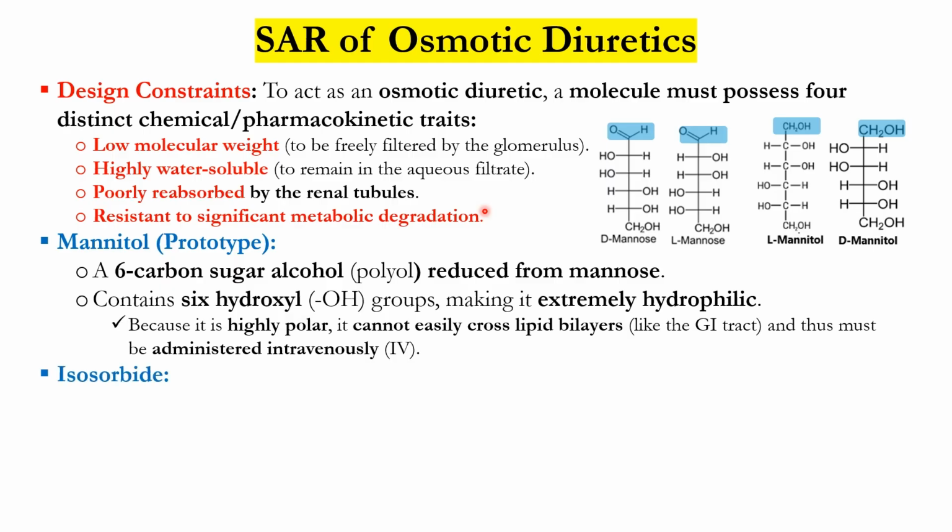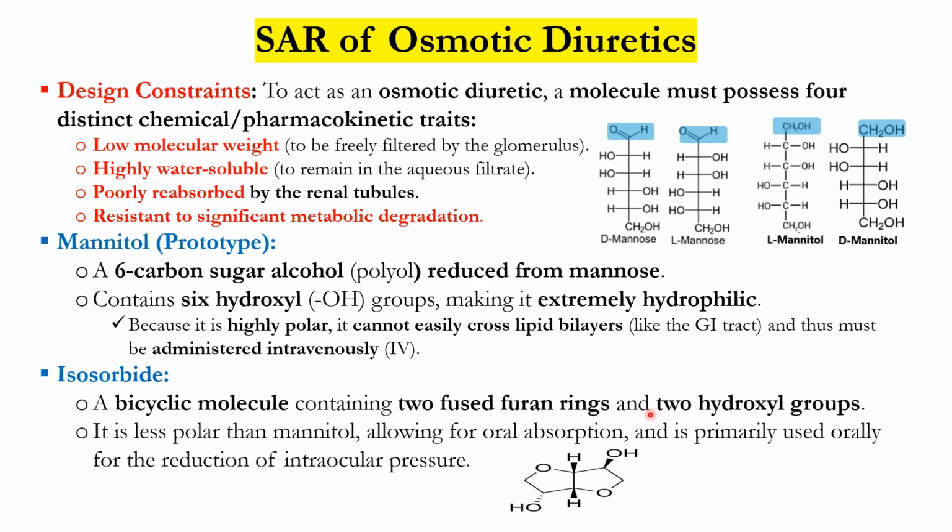The other example is isosorbide. This is the structure of isosorbide. It is a bicyclic molecule, as we have seen. It is made from two fused furan ring systems. This is one furan ring system, this is another furan ring system, and it also contains two hydroxyl groups. This is what also gives the hydrophilic characteristics.